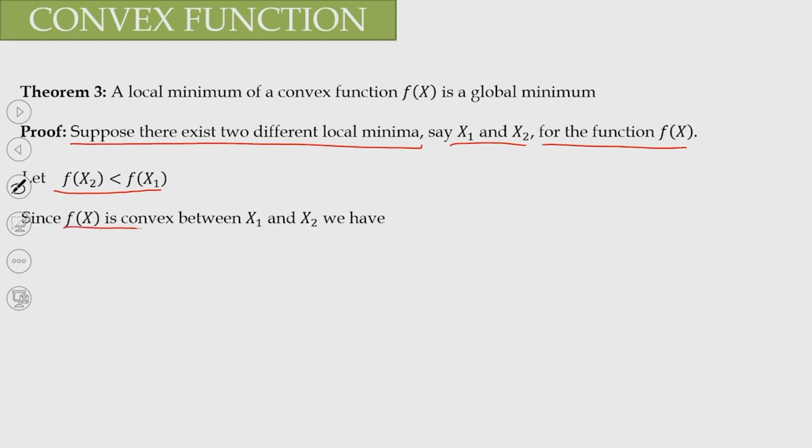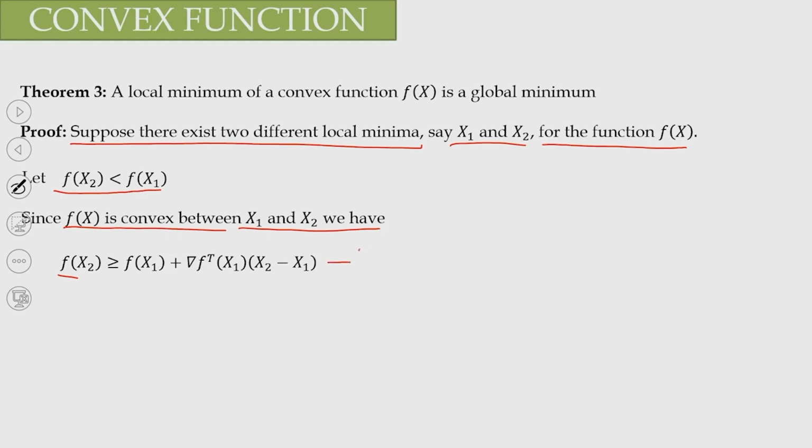Since f of x is convex between x 1 and x 2, as we already said the function is a convex function, we have, as per theorem 1, which we have already proved, that f of x 2 is greater than or equal to f of x 1 plus del f transpose x 1 into x 2 minus x 1.